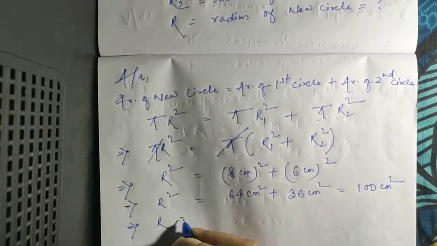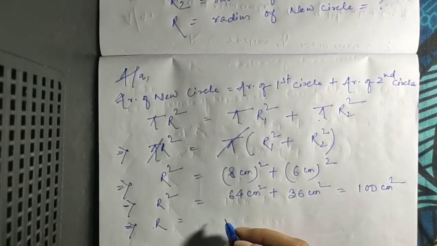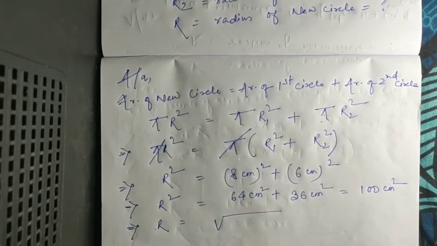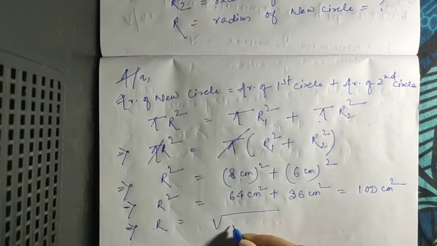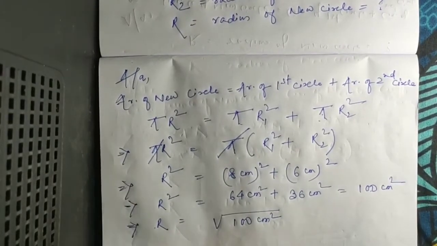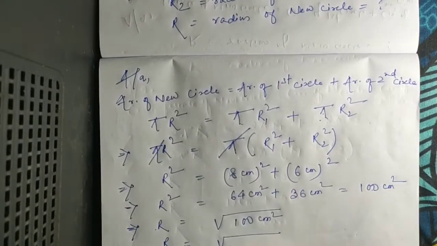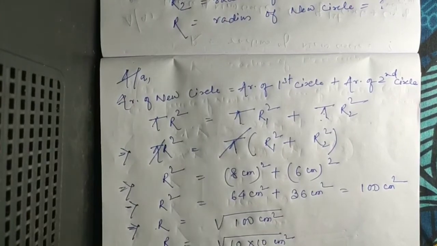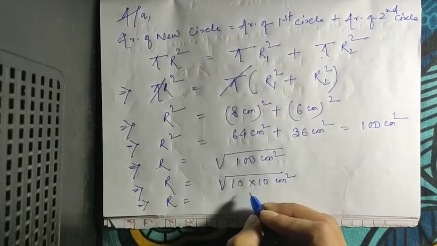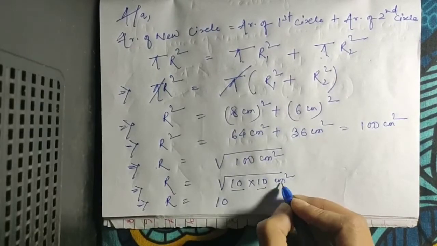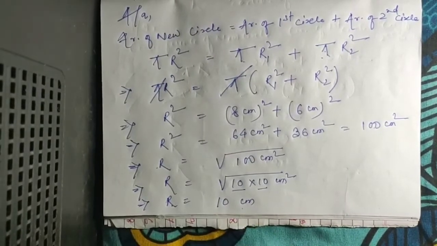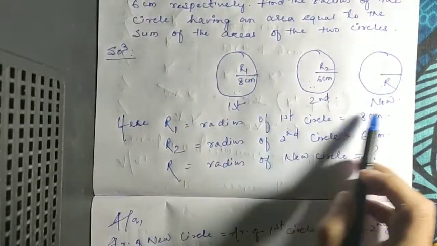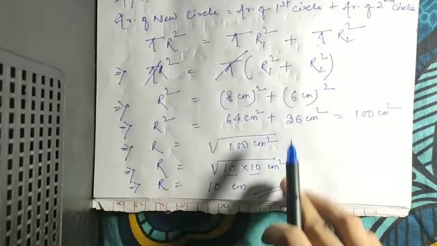So r equals the square root, since this square becomes square root on the right hand side. The square root of 100 centimeter square. 100 we can write as 10 times 10. Yes or no? So 10 times 10 centimeter square. Pairing done, inside the square root 10 pair, so 10 will come out, centimeter square becomes centimeter. So this is the radius of the new circle, that is 10 centimeter.